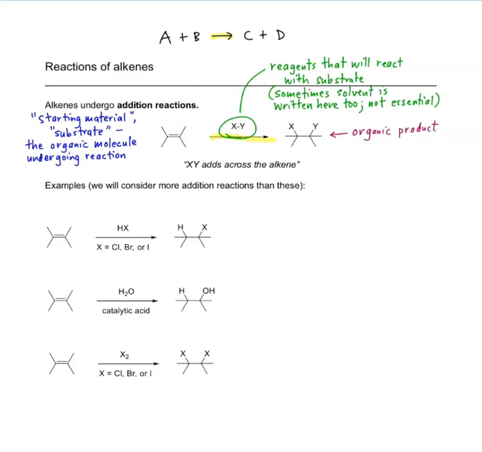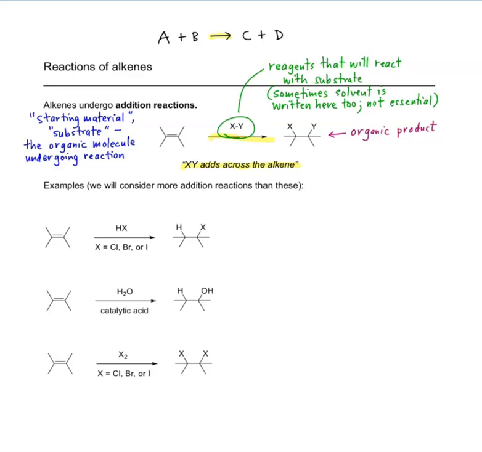So this is an example of a generic addition reaction. We added XY across the alkene. And in fact, that's how a chemist would report this if they were talking to another chemist. They would say XY adds across the alkene. What that means is that whatever XY is, X attaches to one of the alkene carbons, Y attaches to the other, and you get a product. So what is this going to look like? What are some specific examples?